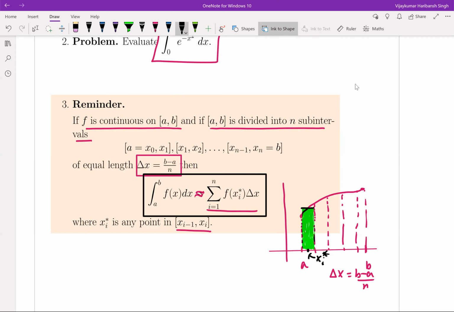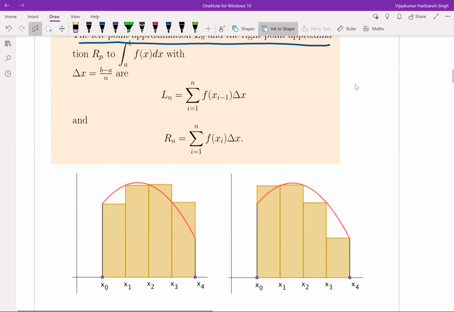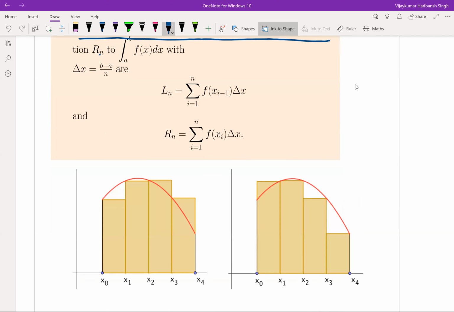One way is to choose xi star to be the leftmost point. The other way is to choose xi star to be the rightmost point. We have already dealt with this when we looked at the left-hand sum and the right-hand sum. So let's formalize this. Endpoint approximation. The left point approximation Ln and right point approximation Rn are given by what? You take delta x, which is this width here. In this case, I've taken n to be 4, so there are 4 intervals.